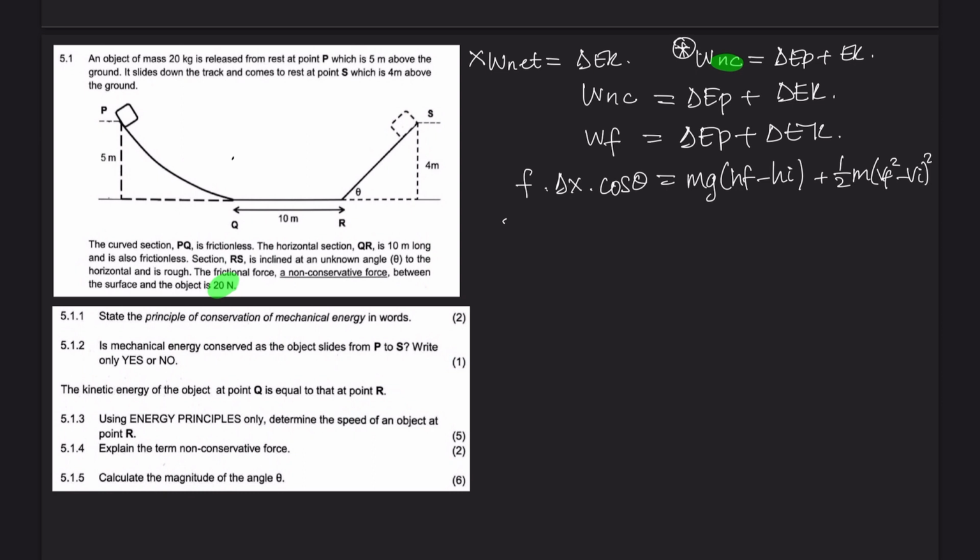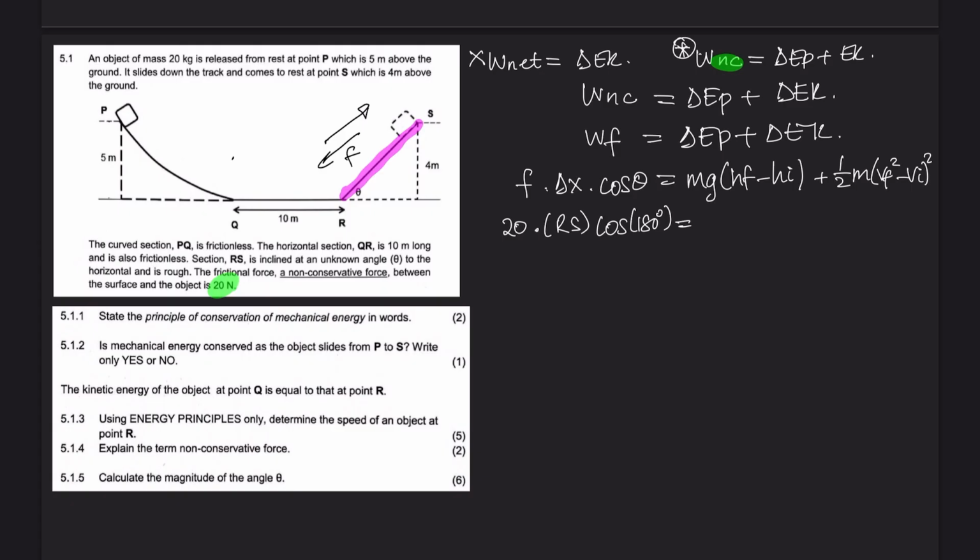Let's sub in now. We know friction was 20. Delta x is the actual length of the path taken. So in this case, they're referring to the length of RS. We don't know RS, so let's just leave it as RS, and then cos of 180. Because remember, the object is moving up the slope, but friction is acting down the slope. So there's 180 degrees between them.